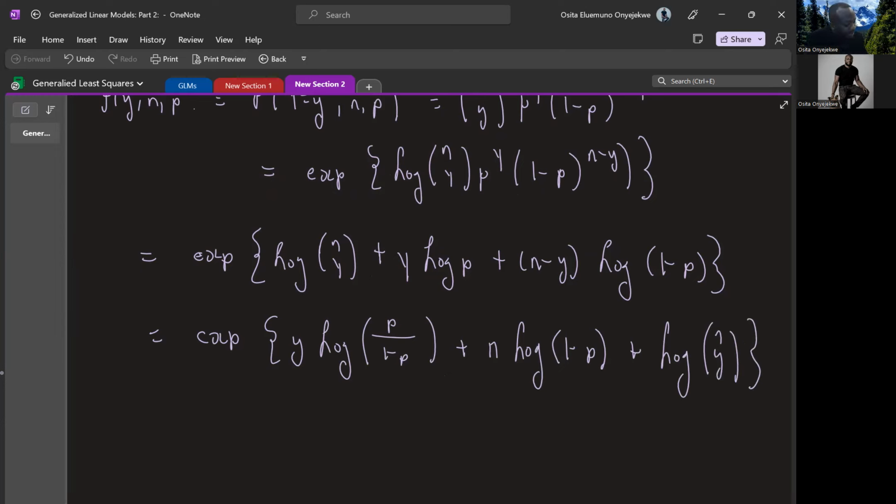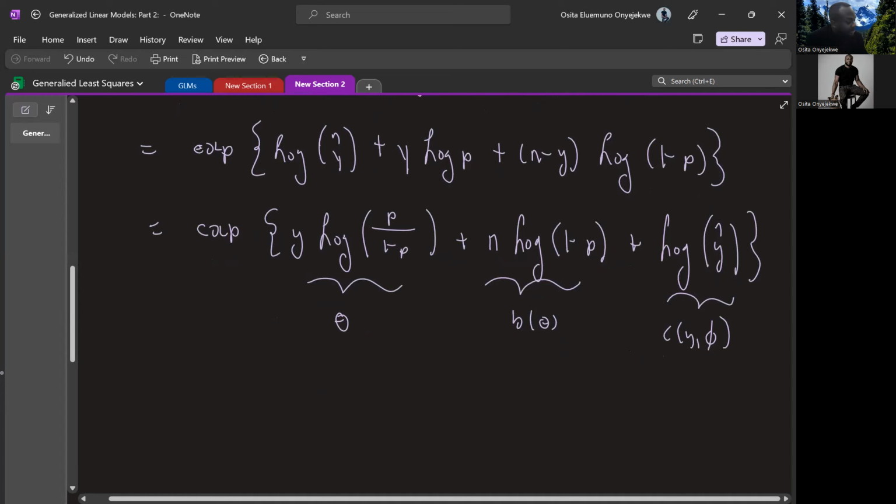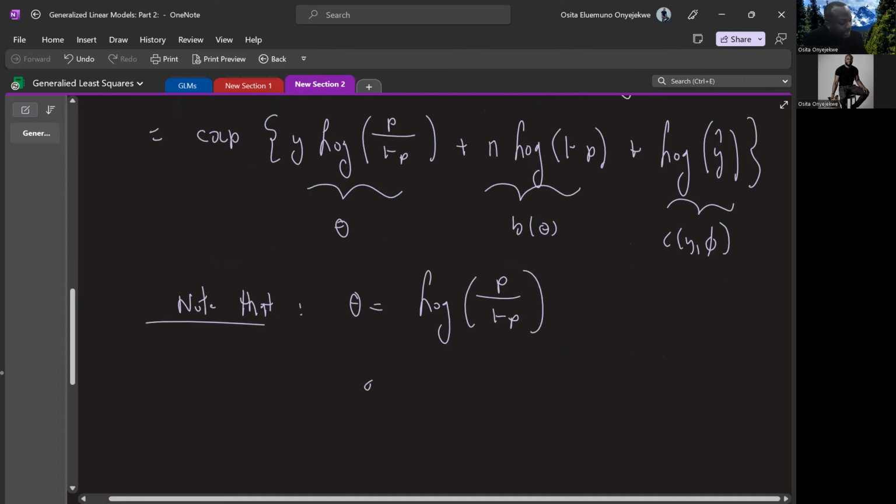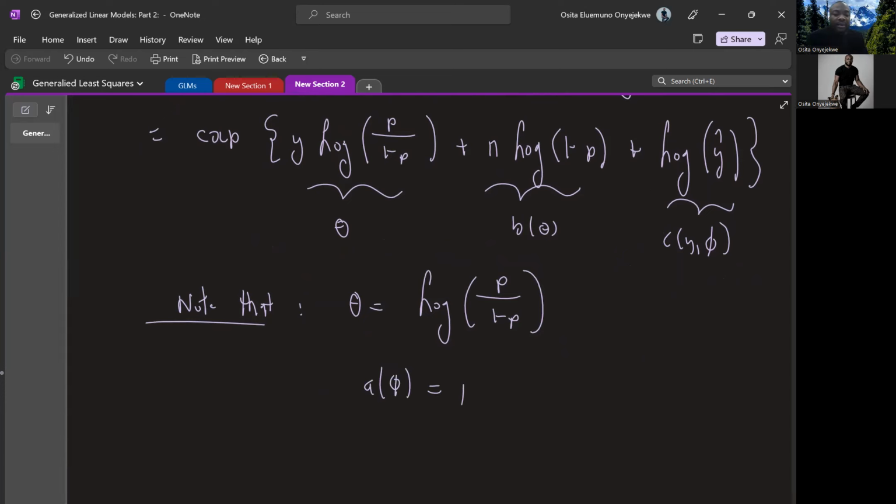And then looking at this here, this right here gives us our theta. This right here gives us our b of theta. And this here gives us our c of y, phi. And then something else to note, that theta is equal to log of p over 1 minus p, and also that a of phi is going to equal 1.